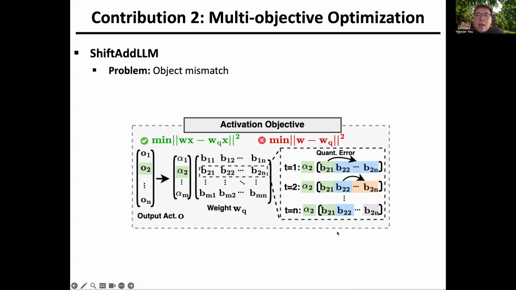On the other hand, the activation objective works by focusing on reducing the output activation error. It quantizes one column of weight at a time and adjusts the remaining unquantized weight to make up for any error caused by the quantization process. However, since the scaling factors used in this method are fixed, they may not be flexible enough to accommodate the changes made to the weights after each adjustment. A method called OPTQ used this optimization objective.